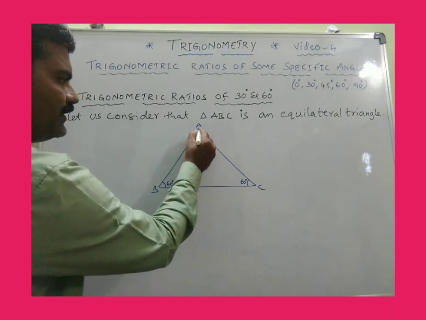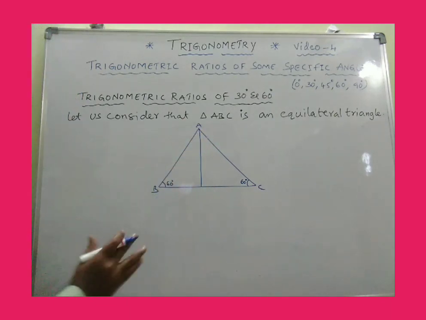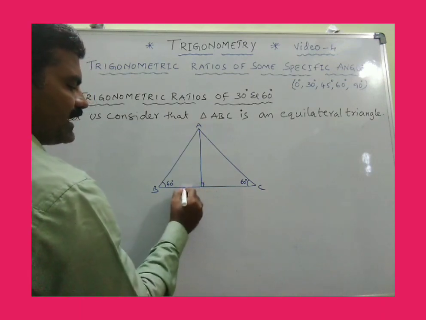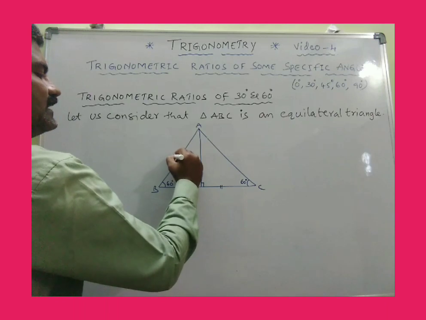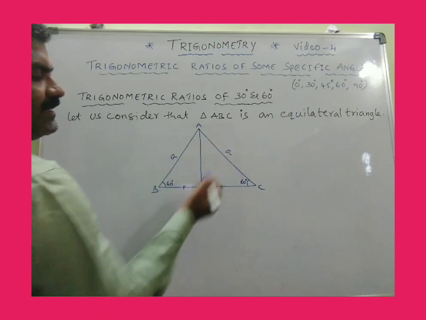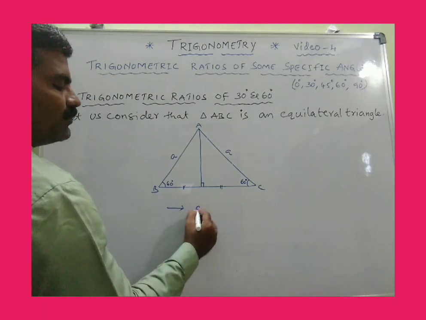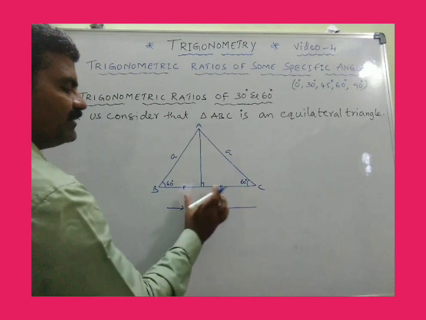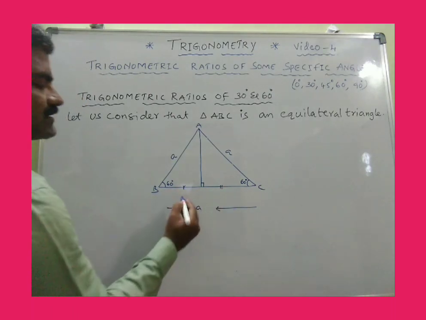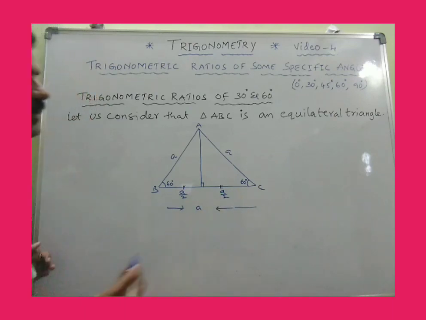Now draw the perpendicular bisector from A to BC. This is the perpendicular bisector, perpendicular as well as this part is equal to this part. And see, this length is a units. Actually the whole length of BC is also small a units. But now coming to here, it's a bisector, no? Divided into two equal parts. So this part is a by 2 and this part is also a by 2.